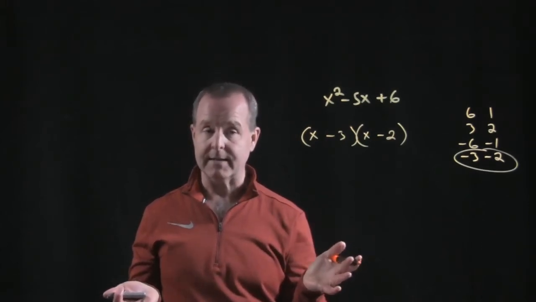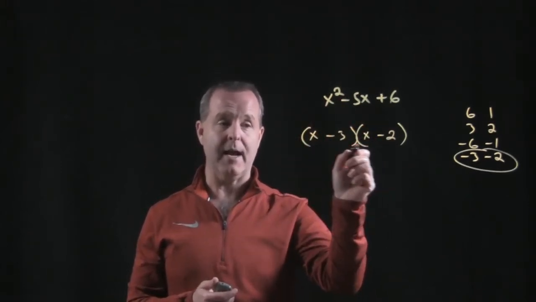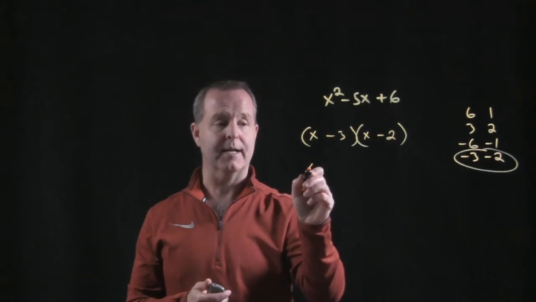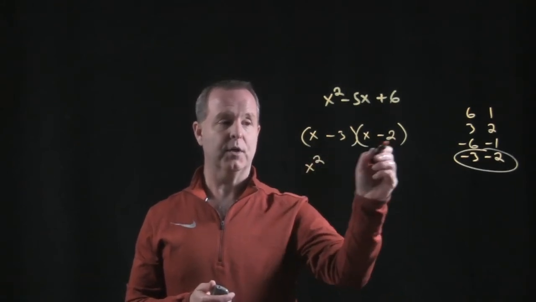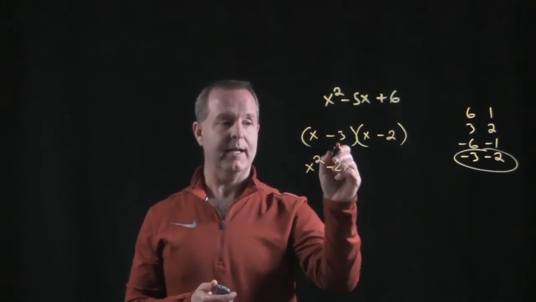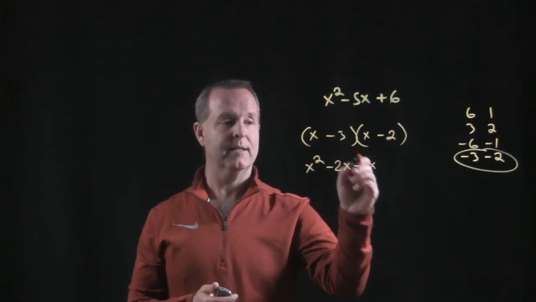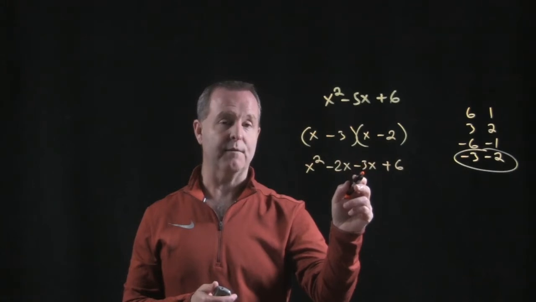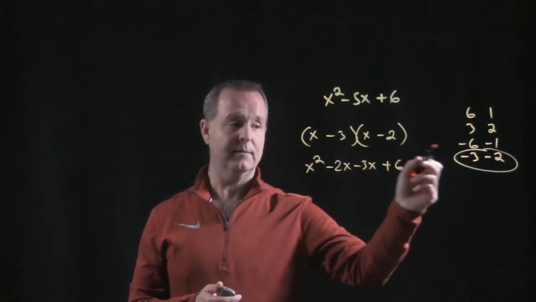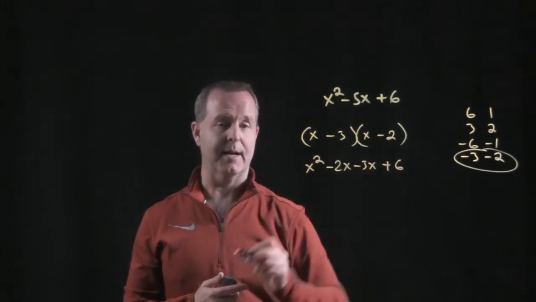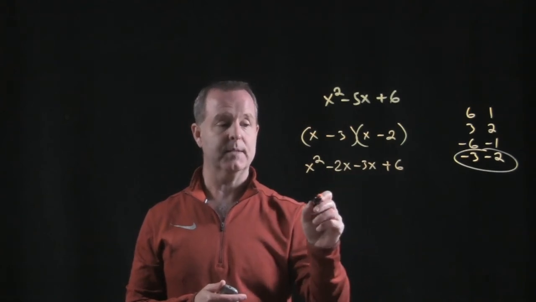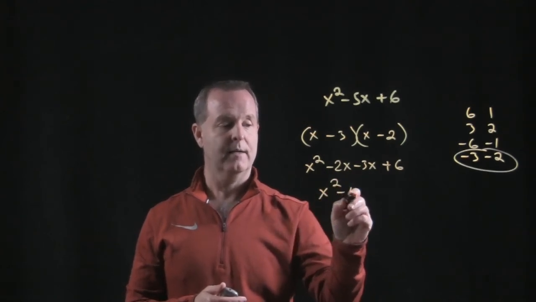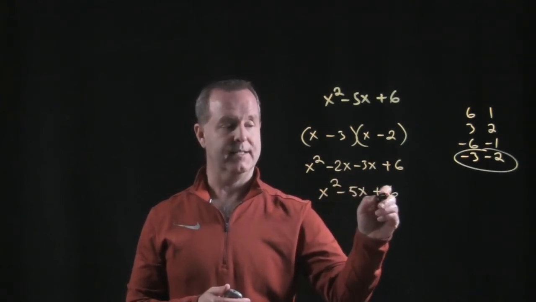And I can check that by FOILing that and multiplying it back out. First times first is an x squared. Outer terms is a negative 2x. Inner terms is a negative 3x. And my last term is a 6. Notice my negative 2 and negative 3, they show up right there. And there's my 6 from last times last. Collect my middle terms. I have an x squared minus a 5x plus a 6.